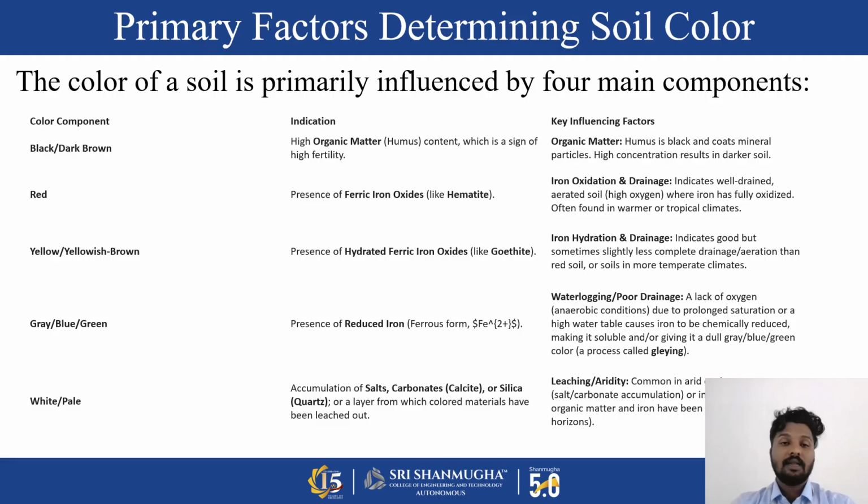The final one is the white or pale colored soil, which happens because of accumulation of salts, carbonates, silica, or a layer from which colored materials have been leached out. These white or pale colored soils are common in arid environments or in acidic soils where organic matter and iron have been removed by bleaching from the horizons. Okay, we can move to the next slide.